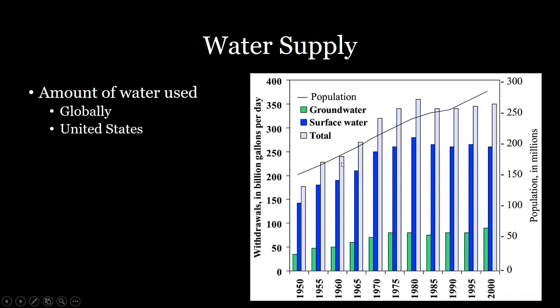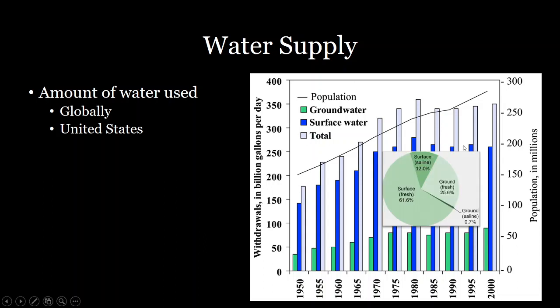We can also see here that our distribution of how much surface water versus groundwater is also changing. The amount of groundwater we use has been slightly increasing over time, and the surface water has been slightly decreasing since the 1980s. And so knowing why that is and how reliable surface water supplies are is definitely important for knowing how we can supply water to this growing population.